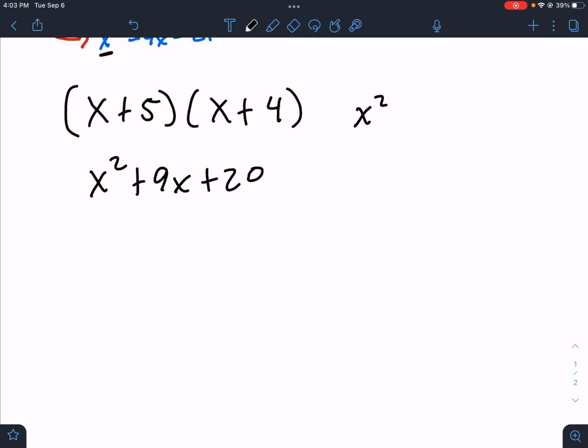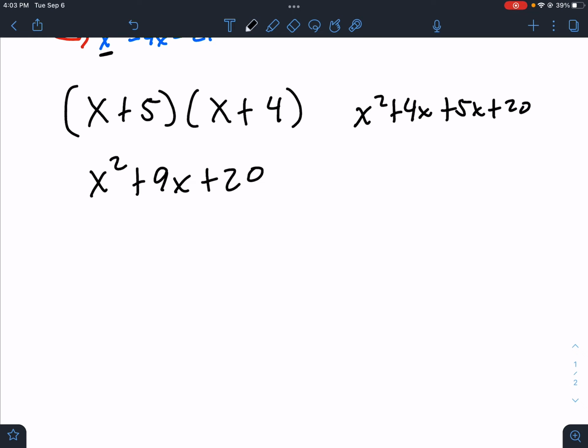If we did it the long way, it'd be x squared plus, first outside would be 4x, inside would be 5x, and the last would equal 20. So it is the same thing. Knowing that those two numbers add to equal 9 and multiply to equal 20 is huge. So how would we go back the other way?